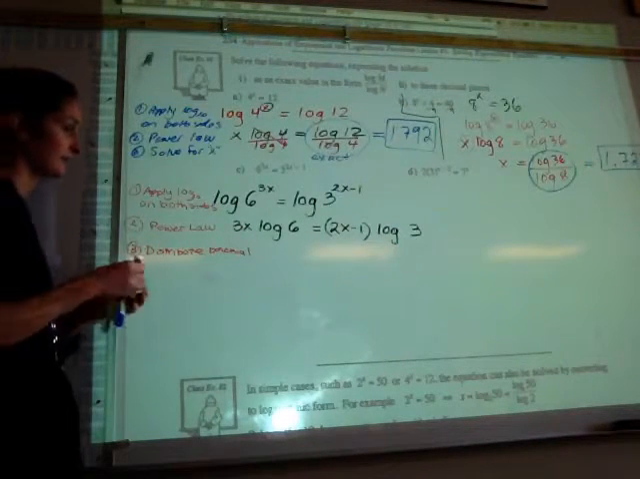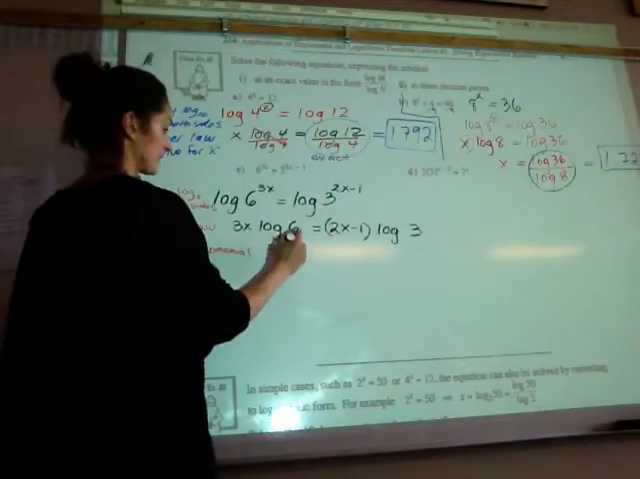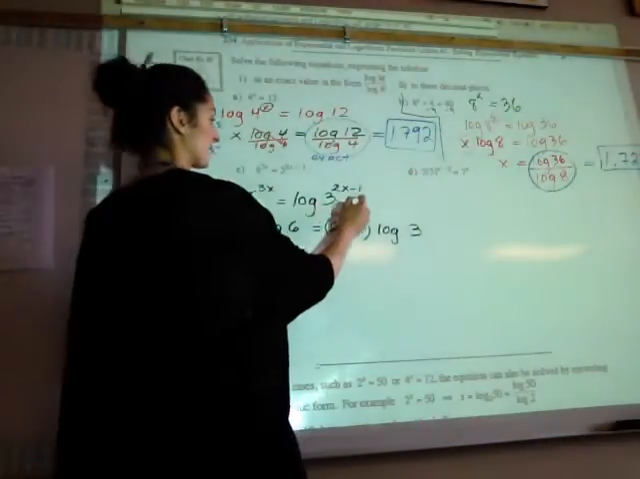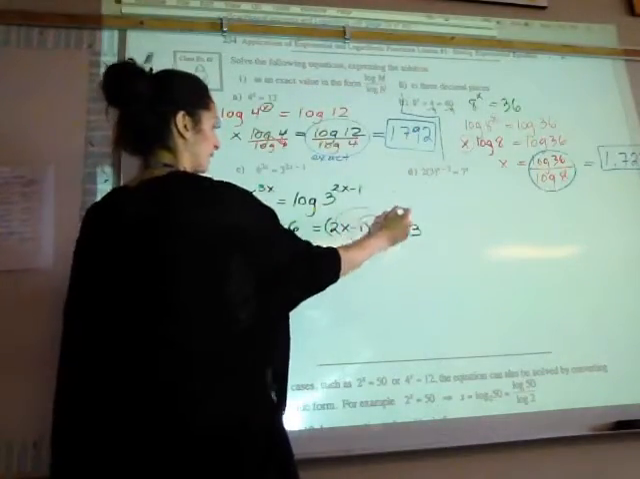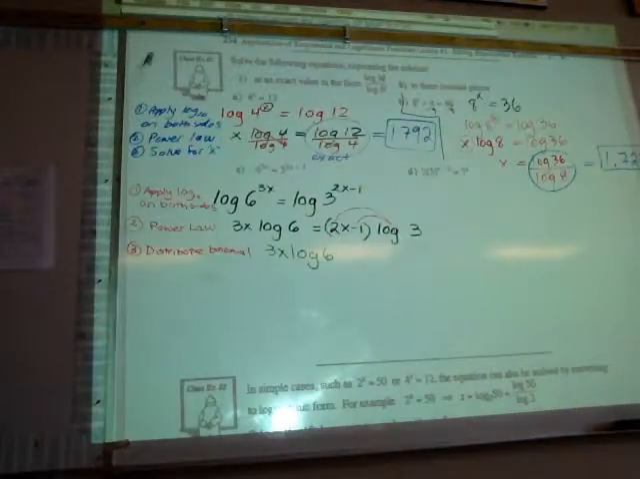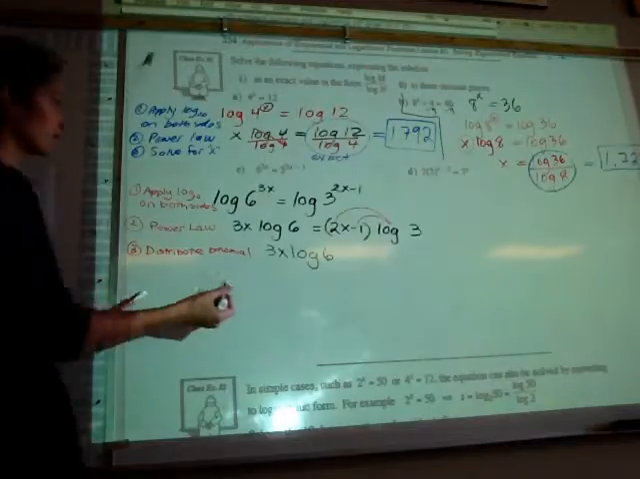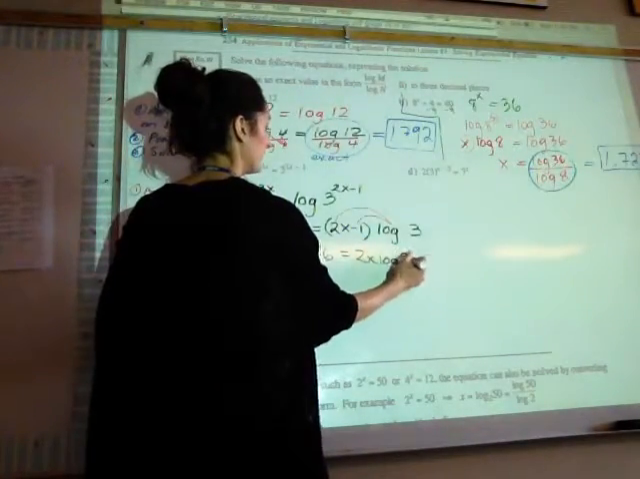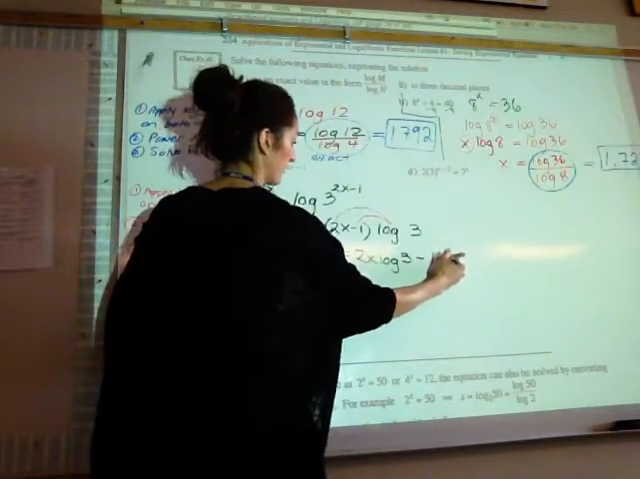So the left-hand side will stay the same. We still have 3x times log 6. What we're going to do is just multiply 2x times log 3 and negative 1 times log 3. So when we do that, we get 2x log 3 minus log 3.